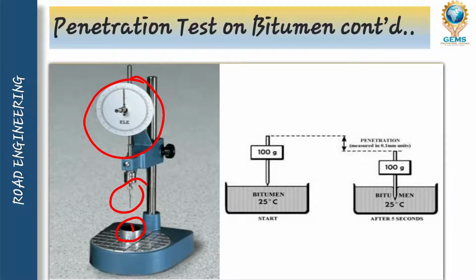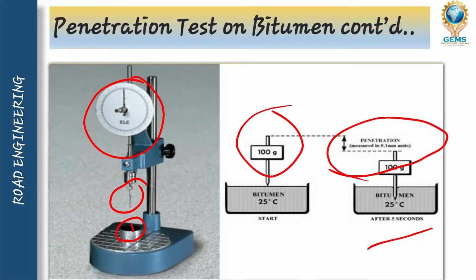As you can see in this image, the needle carries a 100 gram load, and when it is released above the bitumen at 25 degrees Celsius, that is normal temperature, it will penetrate after 5 seconds. This will be the penetration value, measured in units of 0.1 mm, that the needle has penetrated inside the bitumen. This test is used to find how much load bitumen can bear, and at what load it can get penetrated.